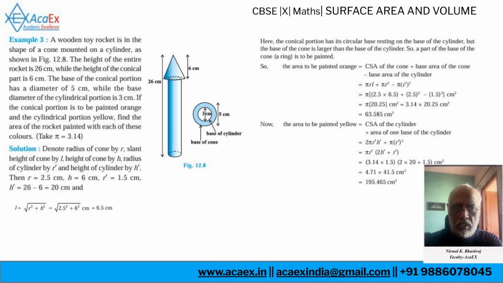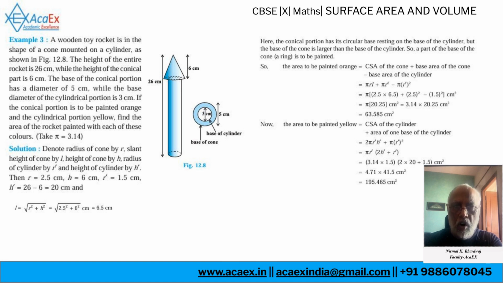Here are the dimensions. Total rocket height, 26 centimeters. Cone height, 6 centimeters. Cone base diameter, 5 centimeters, so radius r is 2.5 centimeters. Cylinder base diameter, 3 centimeters, so radius r prime is 1.5 centimeters. Cylinder height is 20 centimeters. The slant height of the cone, L, is the square root of 2.5 squared plus 6 squared, which is 6.5 centimeters.